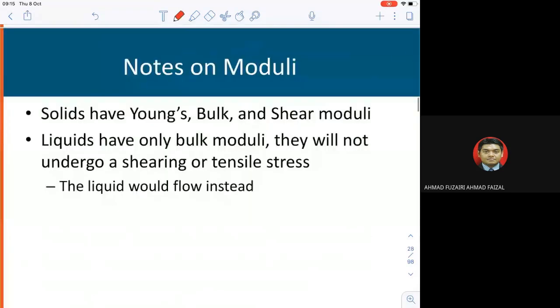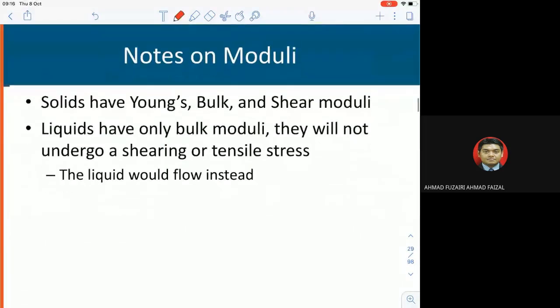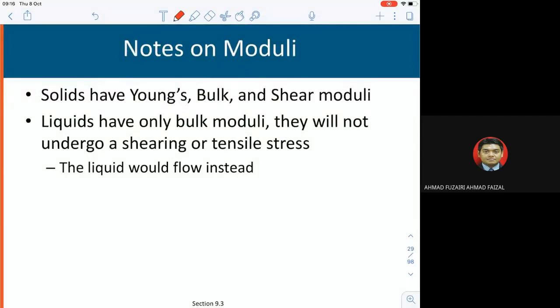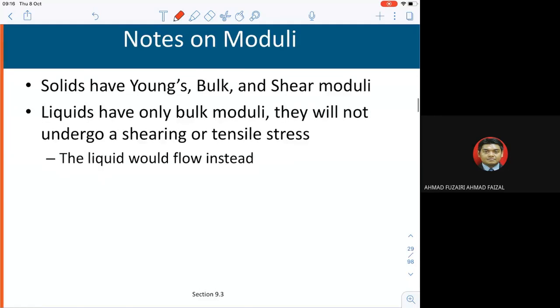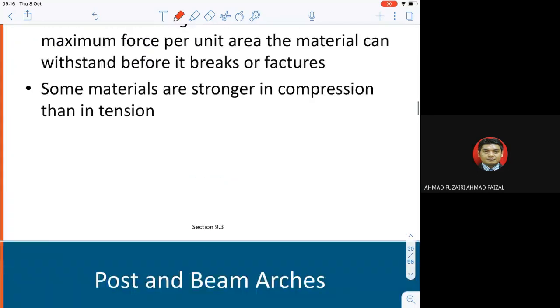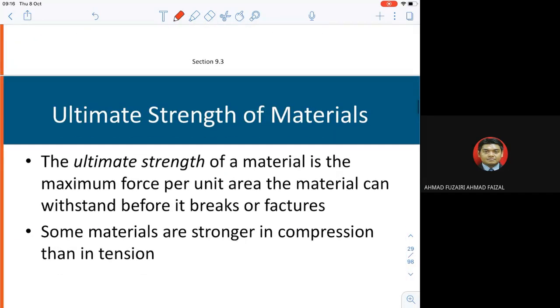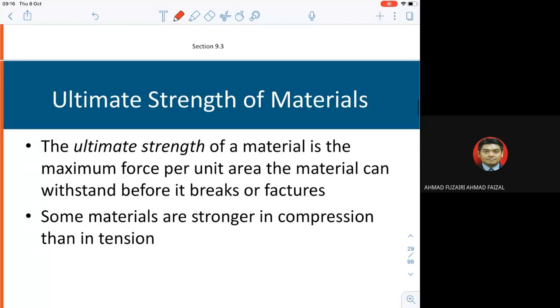Solids have Young, bulk and shear moduli. Liquids have only bulk moduli. They will not undergo a shearing or tensile stress. The liquid will flow instead. The ultimate strength of a material is the maximum force per unit area the material can withstand before it breaks or fractures. Some materials are stronger in compression than in tension. Compression tekan, tension tarik.